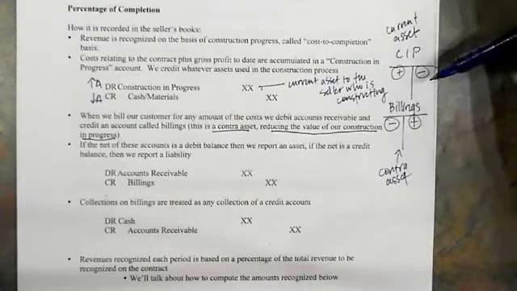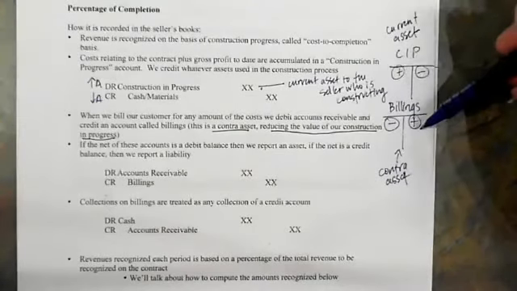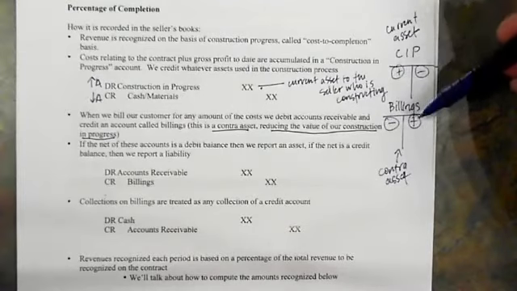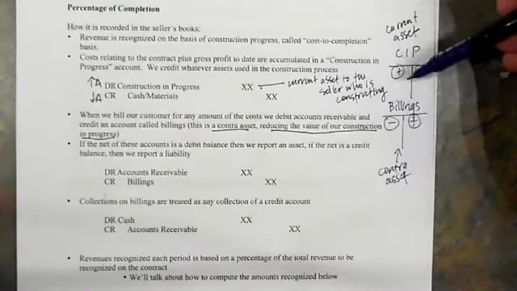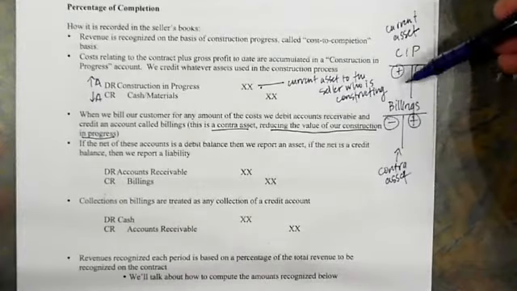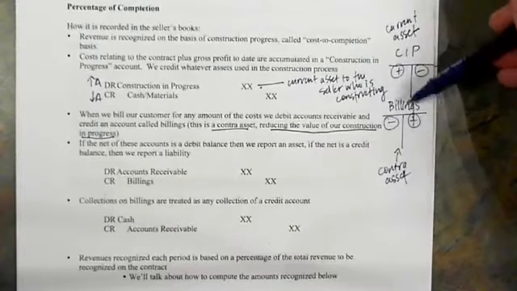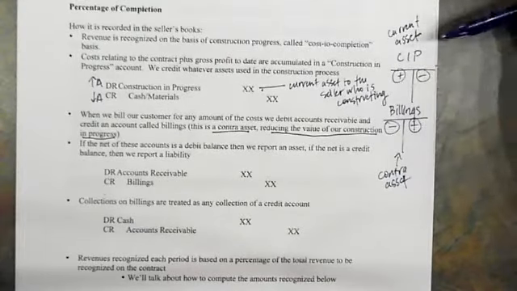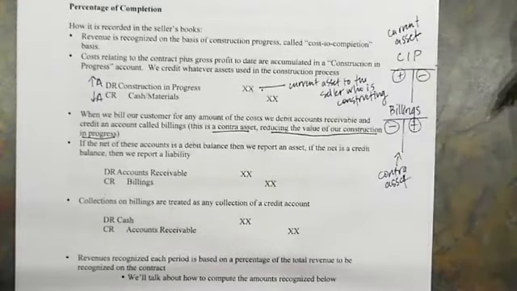The way to think about it is, we've billed more than we've actually built, and that creates a liability or a contract liability. Or we've built more than we've billed, so that creates a contract asset. Right? We'll get more into the contract liability and contract asset, but again, you need to know these two accounts and how they work with one another.